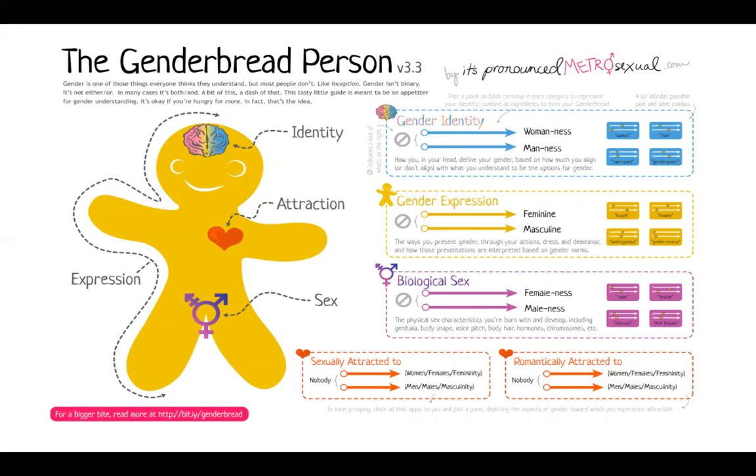And none of those things necessarily relate to who you are sexually attracted to or romantically attracted to, which you see down there can range from nobody to women, females, femininity, men, males, masculinity. And we'll talk more about that when we get to sexual orientation. So I give you two alternatives here for good handouts, as a way to provide a very easy way for you to reference these concepts and their associated terminology.